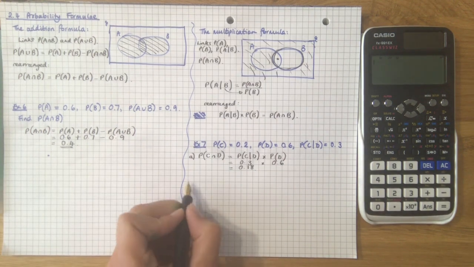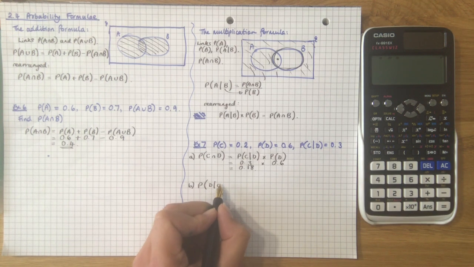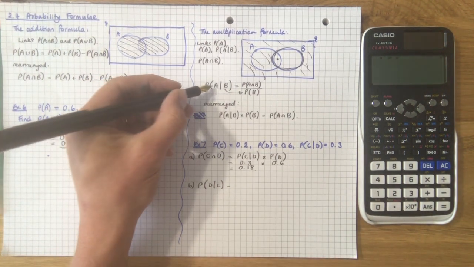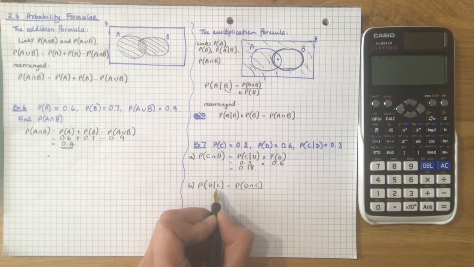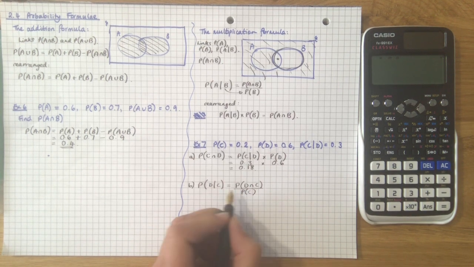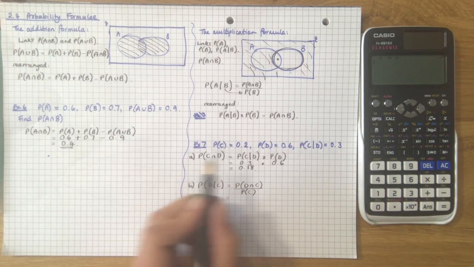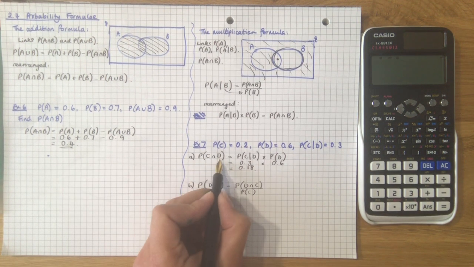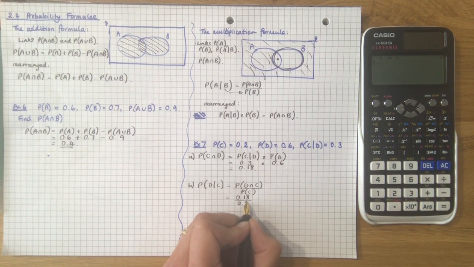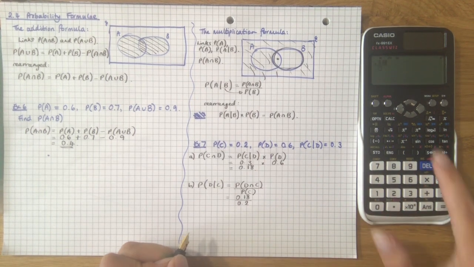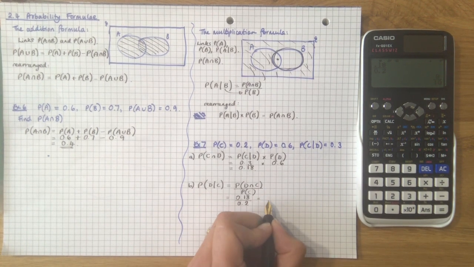Now, in the next bit, we are asked to find the probability of D given C. So let's use the original version of the multiplication formula. That's the probability of D and C over the probability of the second one. The probability of D and C is the same as the probability of C and D, so that's 0.18, over the probability of C, which was 0.2. So 0.18 over 0.2 is 9/10, or 0.9.